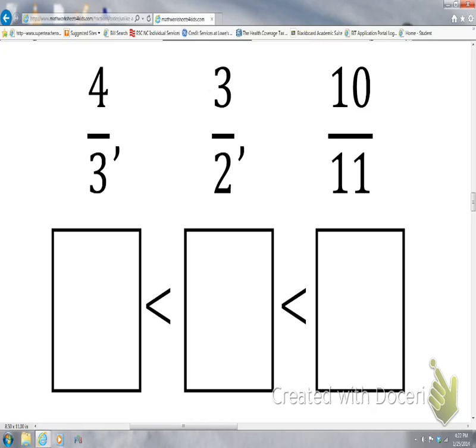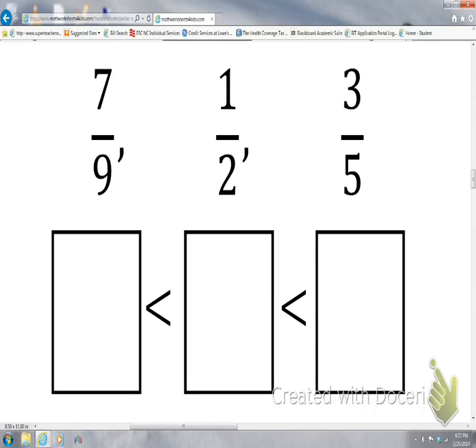Hang on. How can we have a 3 and a 2 when it's a 3 over 2? What is that called, boys and girls? That's called an improper fraction. And guess what? You can still order those. You just treat those the exact same way that you treat the other fractions.